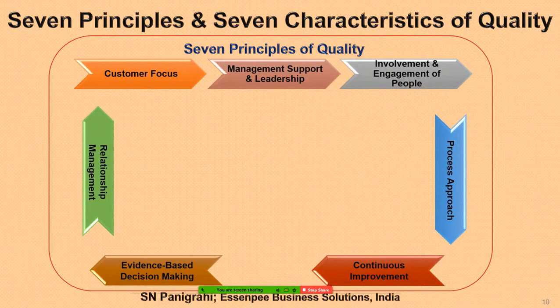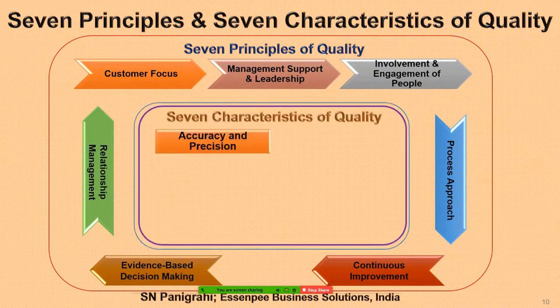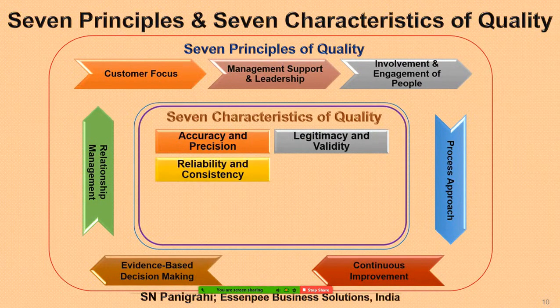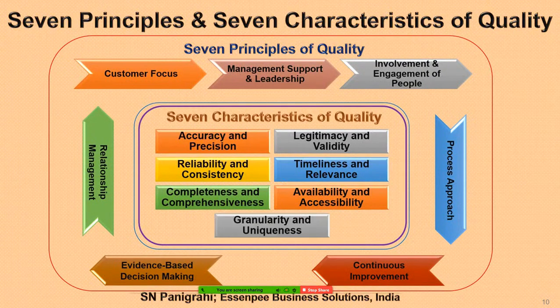Then we'll understand the 7 characteristics of quality. The characteristics are accuracy and precision, meaning the target value has to be achieved. Then legitimacy and validity, reliability and consistency, timeliness and relevance, completeness and comprehensiveness, availability and accessibility, then granularity and uniqueness. These are the 7 characteristics of quality.